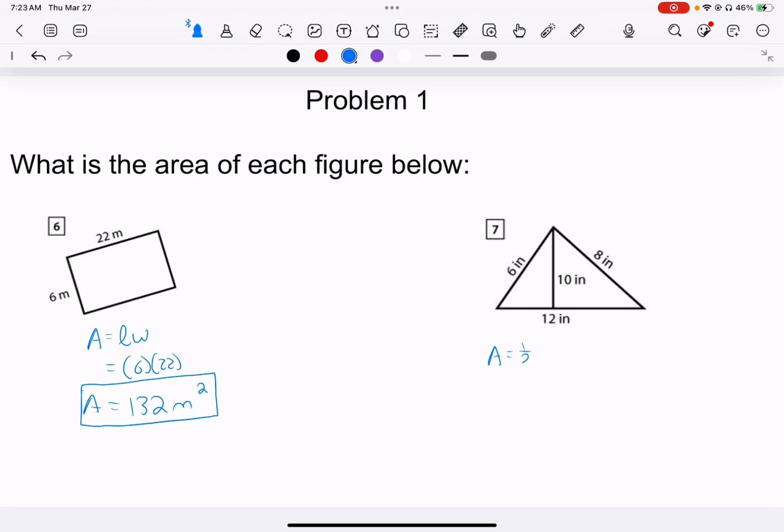For our triangle, it's 1/2 base times height. The base and the height have to form a right angle. So this would be my height, which is 10. So then my base would be 12. Now we could just multiply all of those numbers. And when we multiply that, we get 60. So the area would be 60 inches squared.